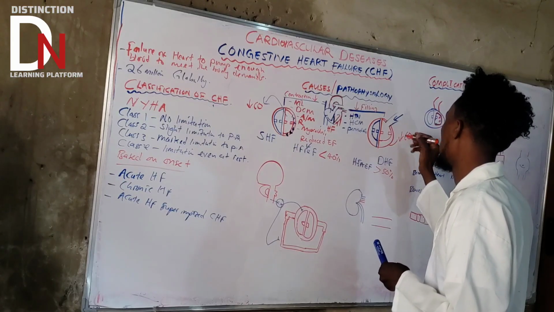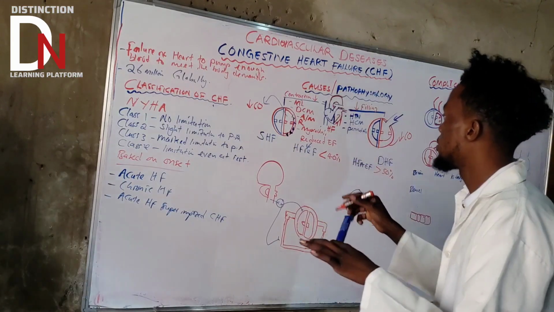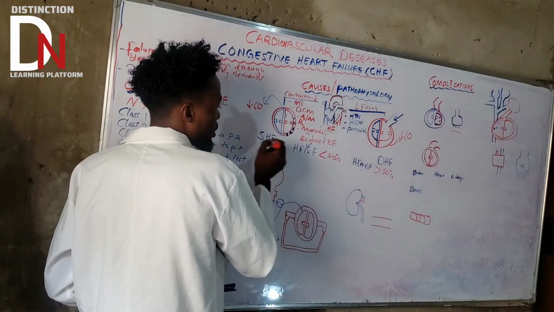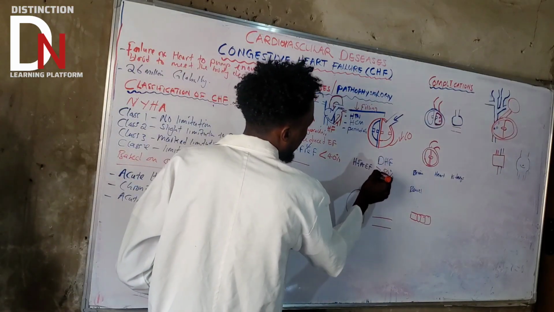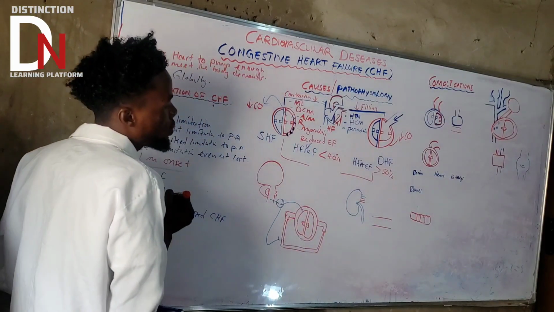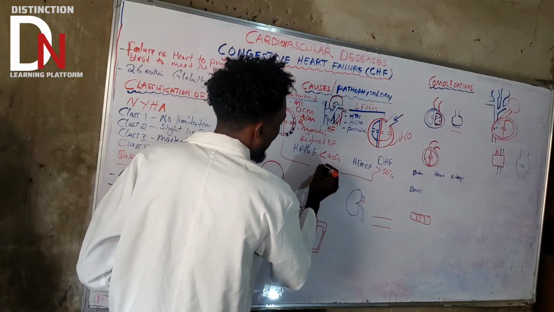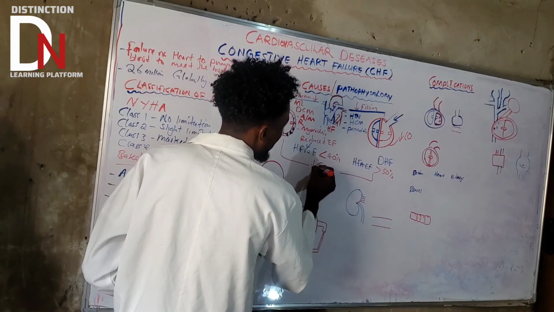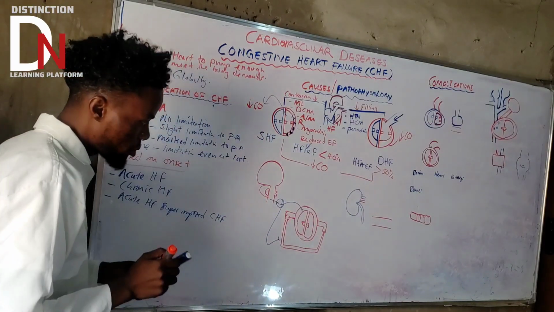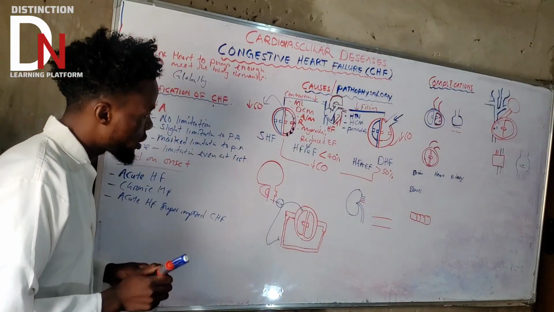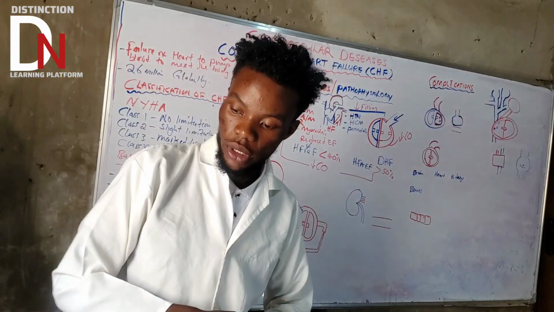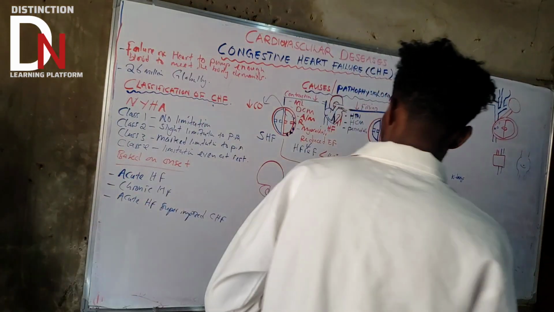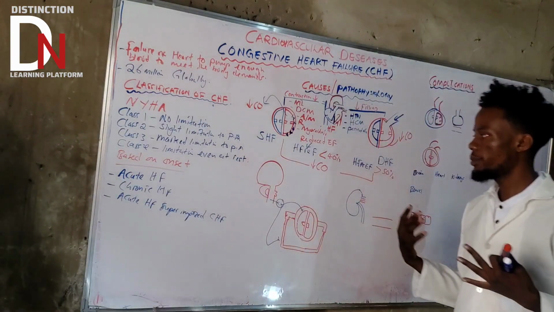So the result of all these things, either systolic heart failure or diastolic heart failure, the most common result is reduced cardiac output. That is the most common thing that you are going to observe. Now, this reduced cardiac output, let's talk about something.